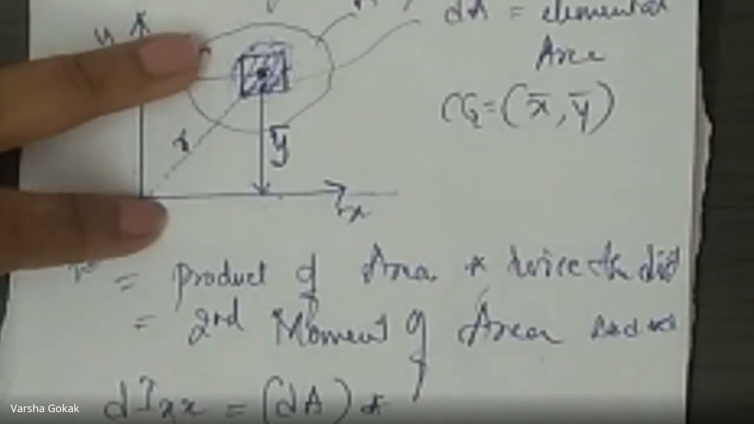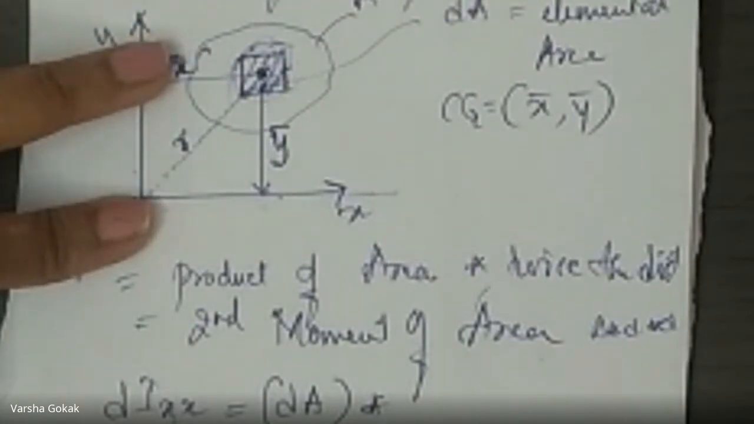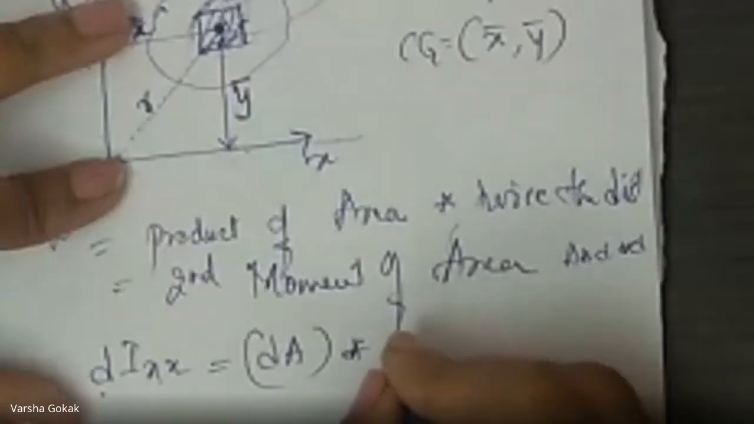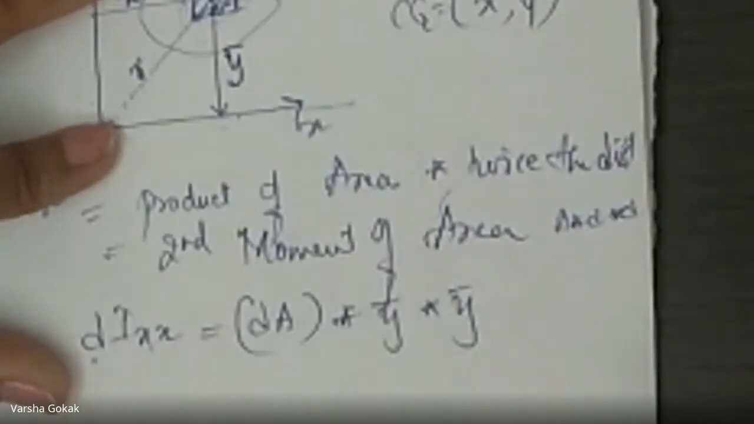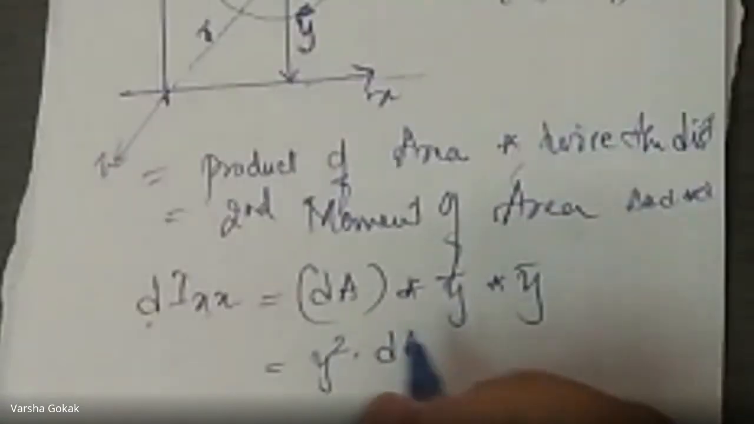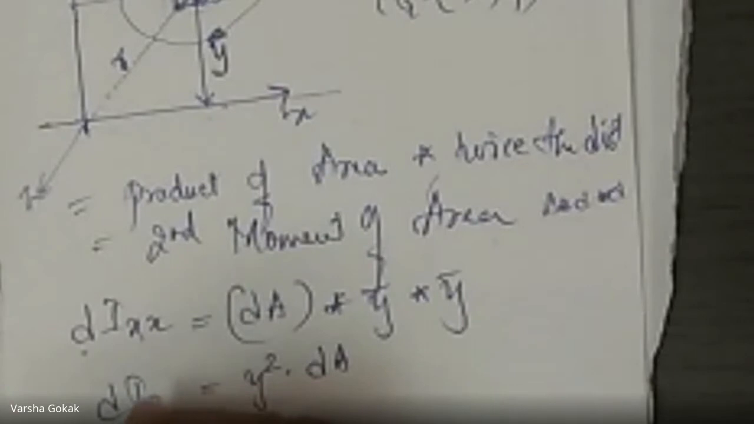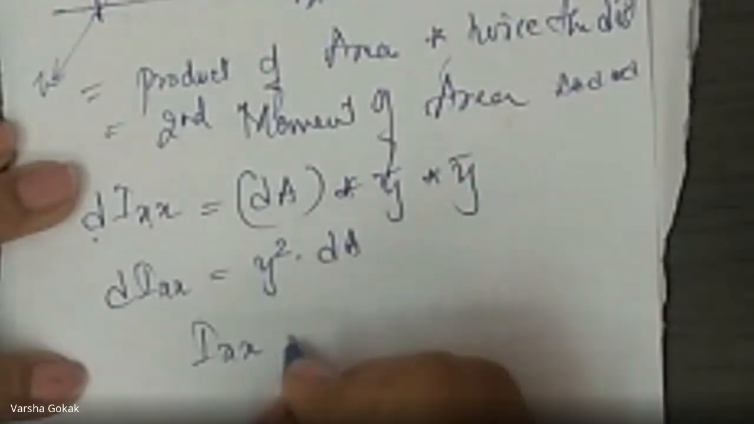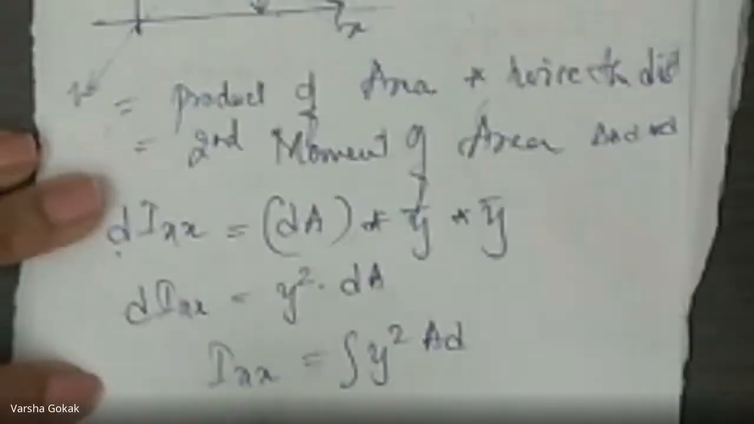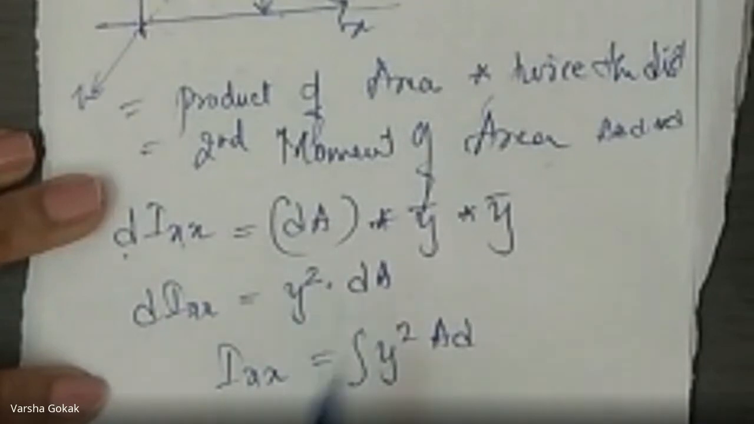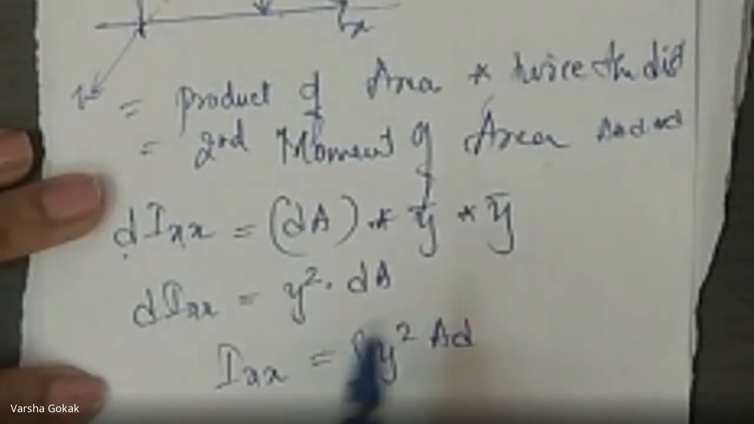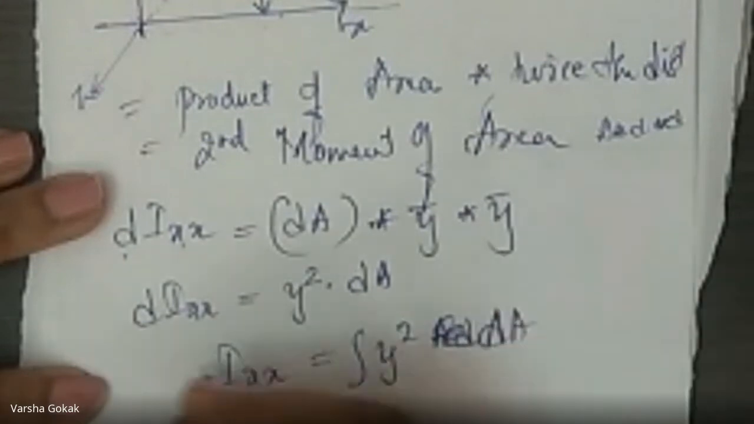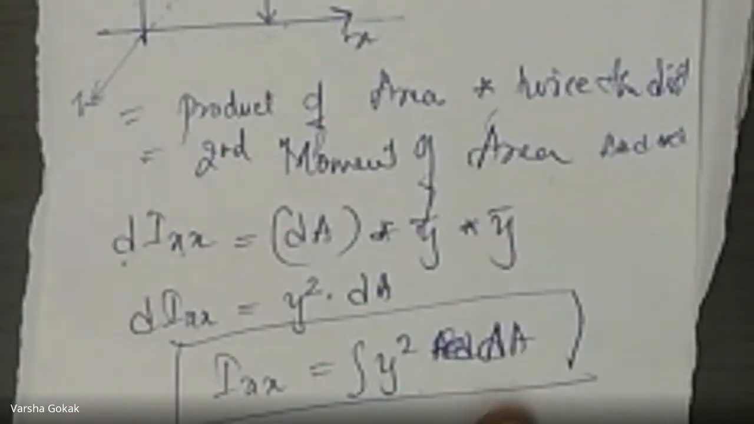dA to x-axis, what is the perpendicular distance? Y bar. So it is going to be y bar into y bar, right? If I denote this as only y and not y bar, this is going to be y square into dA, correct? Y square into dA, that is dIxx, or if I want only Ixx, I will have to integrate this. So it becomes the integration of y square dA. This d I want to take off, so it becomes an integration. So Ixx is the integration of y square into dA. Okay, so this is the generalized equation for Ixx.